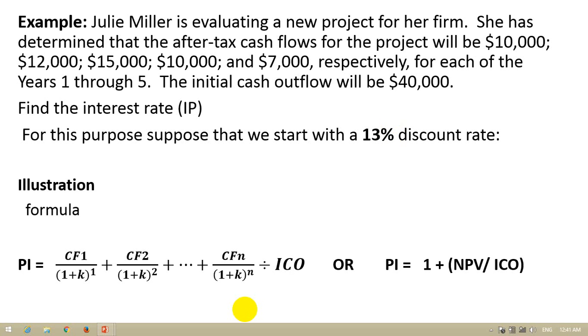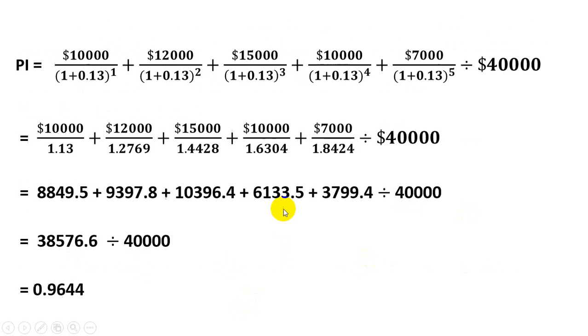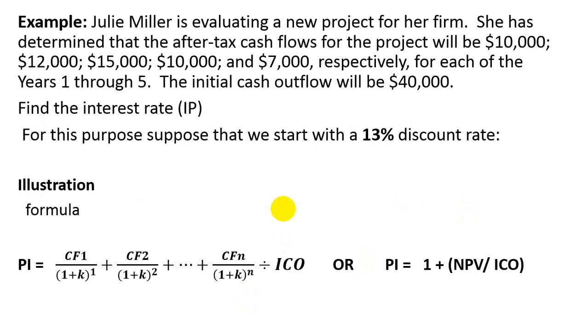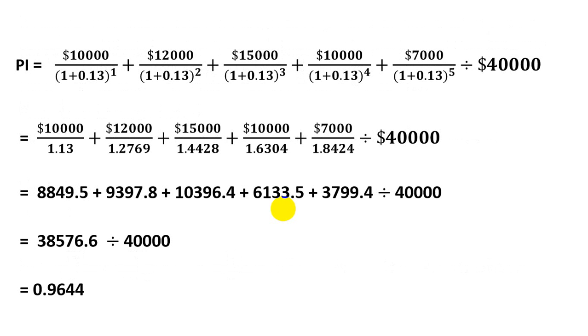With the help of this formula we can go for the solution of the problem. So let's do the solution. It's still very easy and simple. With the help of the formula we will just be putting in the values. CF1, the cash flow for the first year, is 10,000, for the second year is 12,000, for the third year is 15,000, for the fourth year is 10,000 again, and for the fifth year is 7,000, and the discount rate is 13%.